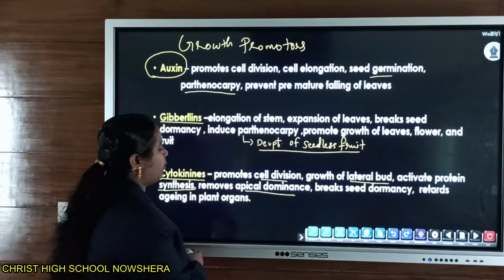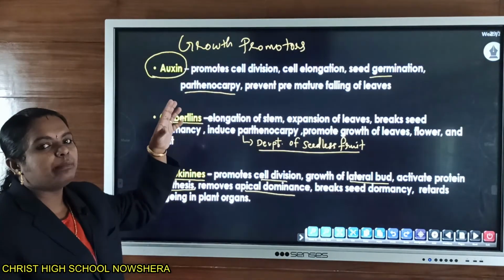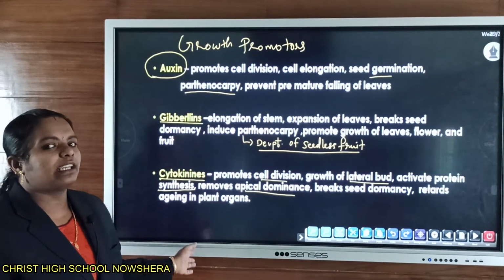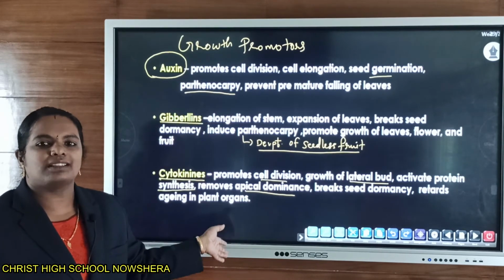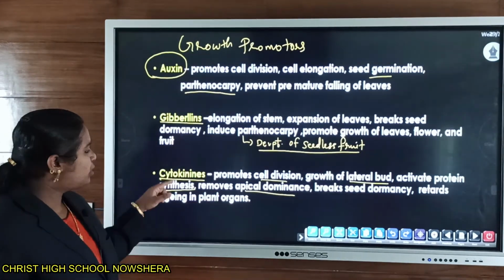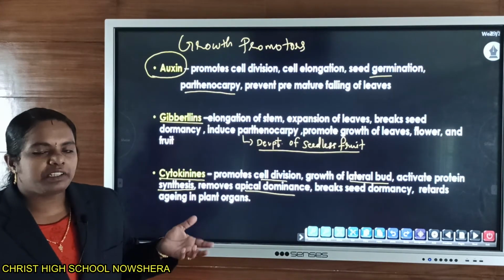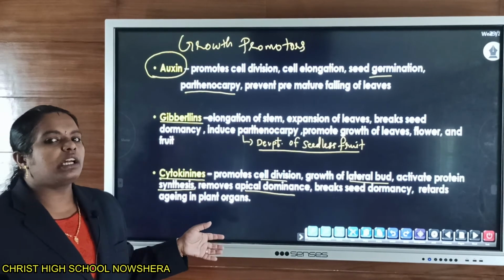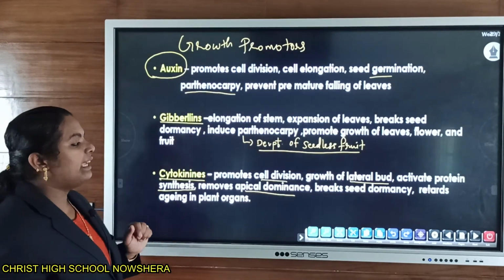Apical dominance means that due to the presence of the apical bud, the growth of lateral buds is reduced. Sometimes only the apical bud will grow and the sideways or lateral buds cannot grow properly due to its presence. So cytokinins remove the apical dominance. What will happen to the plant body? The buds will develop sideways also, so sideways growth of the plant body takes place.